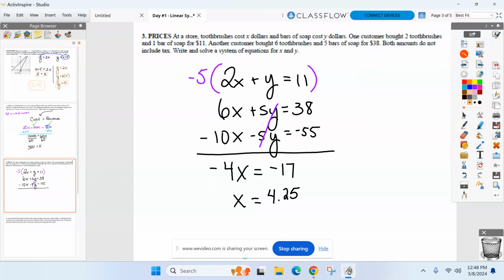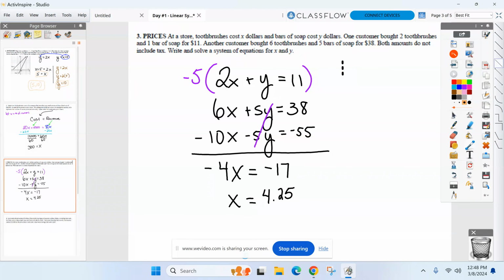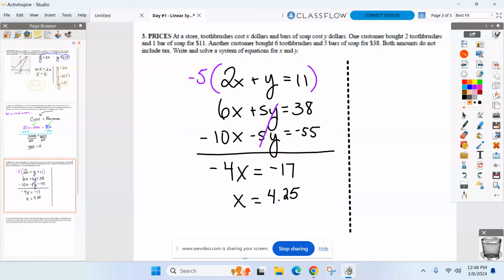Are we all good here? Because this is just the basics, guys. Day 1, just the basics. Now, just like we did in the first problem, take your x value and substitute it into either equation. Please go back to one of the original ones. So 2 times 4.25 plus y equals 11.